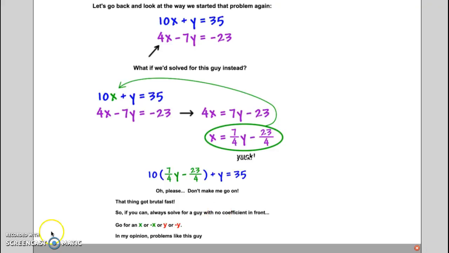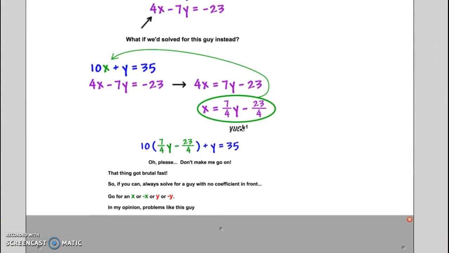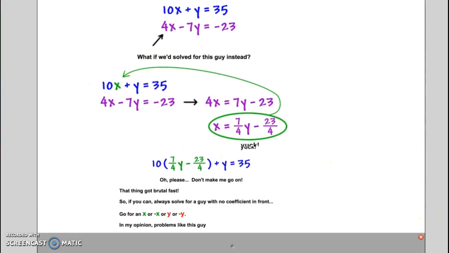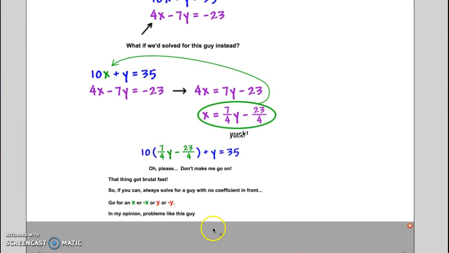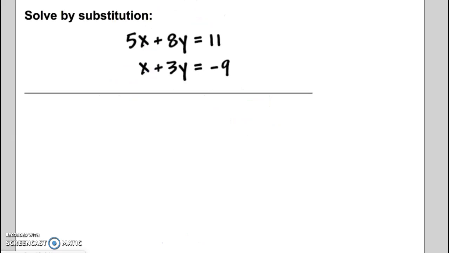Let me see if I can get this to get bigger. There we go. I'm not sure why it won't stretch, but all right, something like this, I wouldn't solve by substitution. There's a third way. We have graphing, substitution, and then tomorrow we're going to learn the third way to solve systems of equations. And I would use this third way, which is very easy if you don't have a leading coefficient of 1 or negative 1.